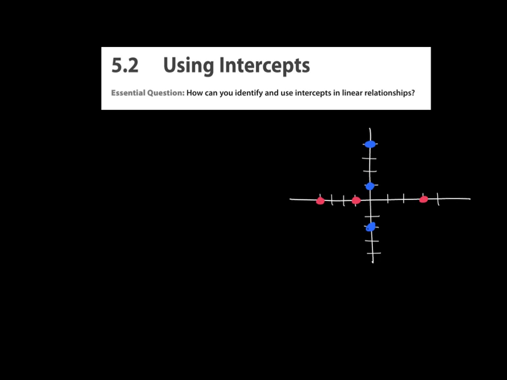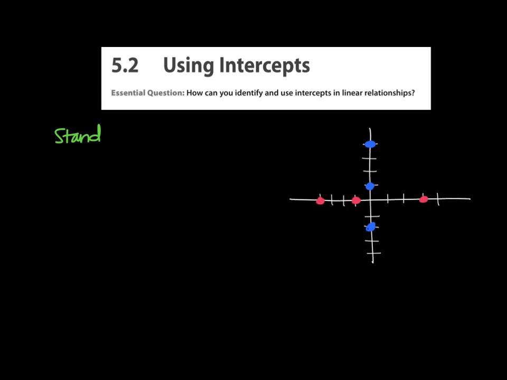All right, our lesson tonight is 5.2, using intercepts. We're going to use this as a shortcut for how to graph things in standard form. So a few things that I want you to remember from yesterday.